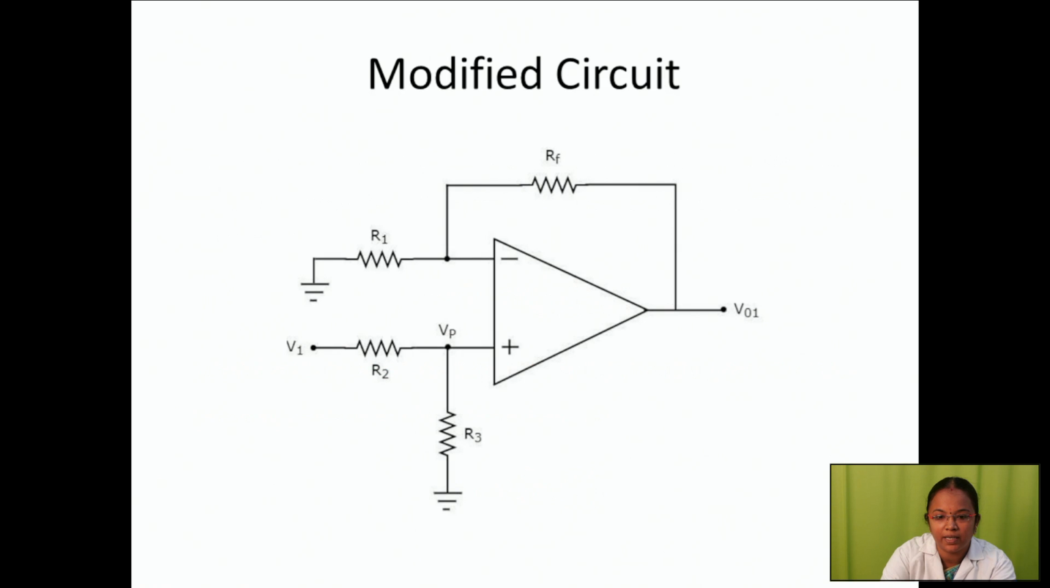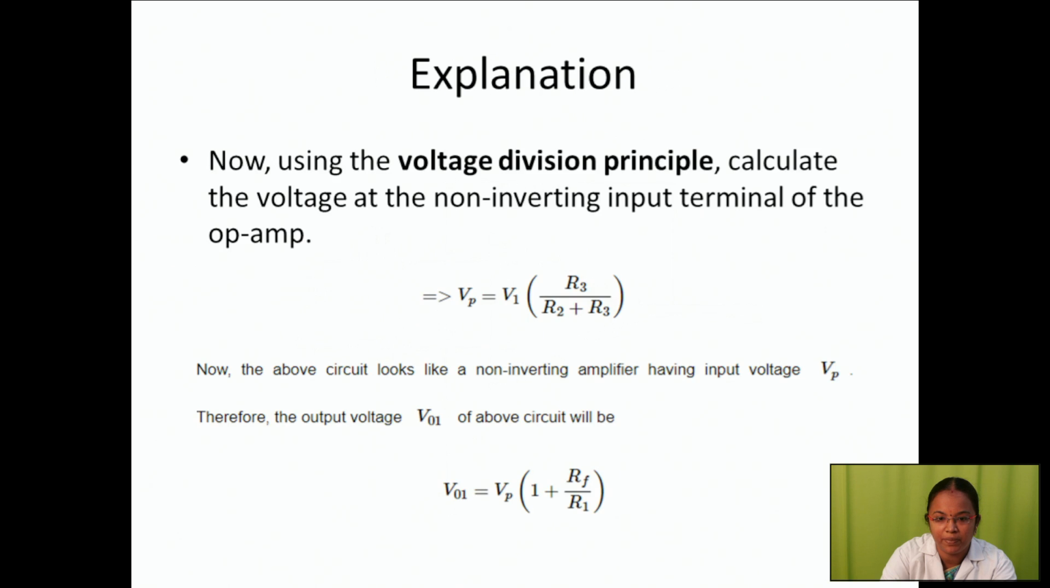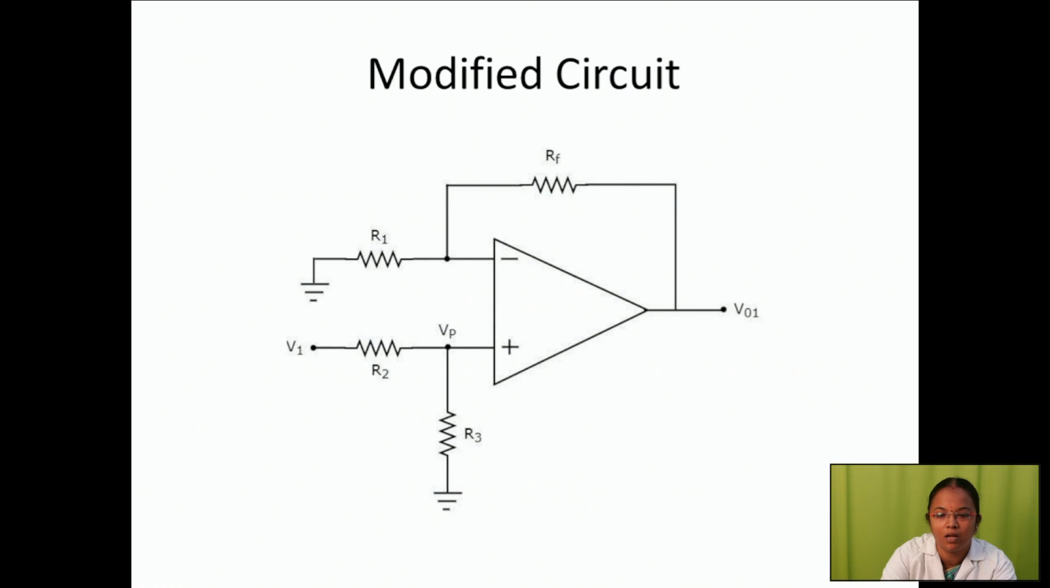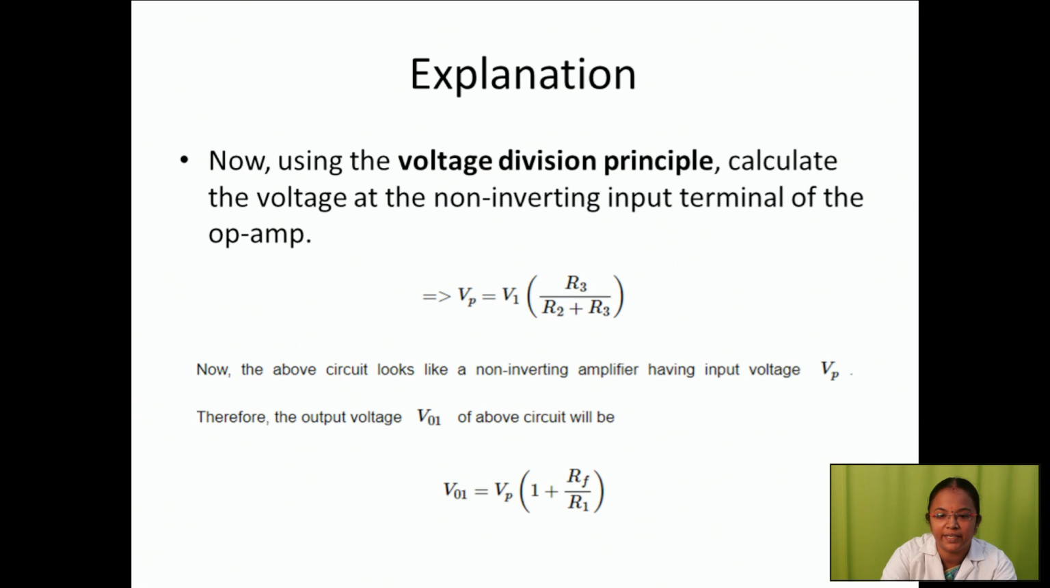So Vp can be written as the voltage across the resistance R3 divided by the total resistance R2 plus R3, times our applied voltage. The applied voltage is V1. So Vp equals V1 into R3 divided by R2 plus R3.